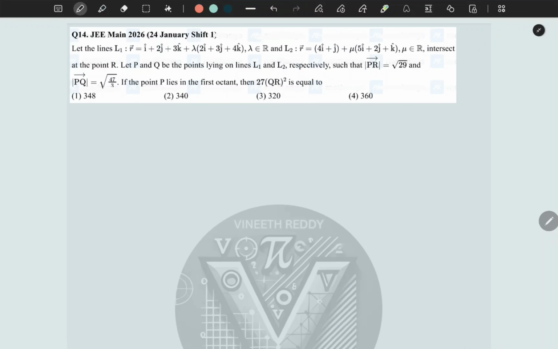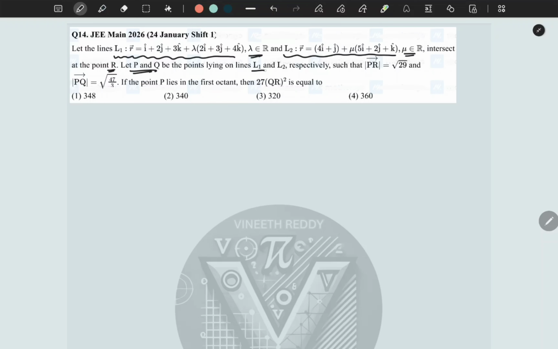Hello students, in this video we will be solving one of the last questions from the topic 3D geometry. The question seems very lengthy. The question says: let the lines L1, lambda belongs to R, and L2, mu also belongs to R, intersect at the point R.